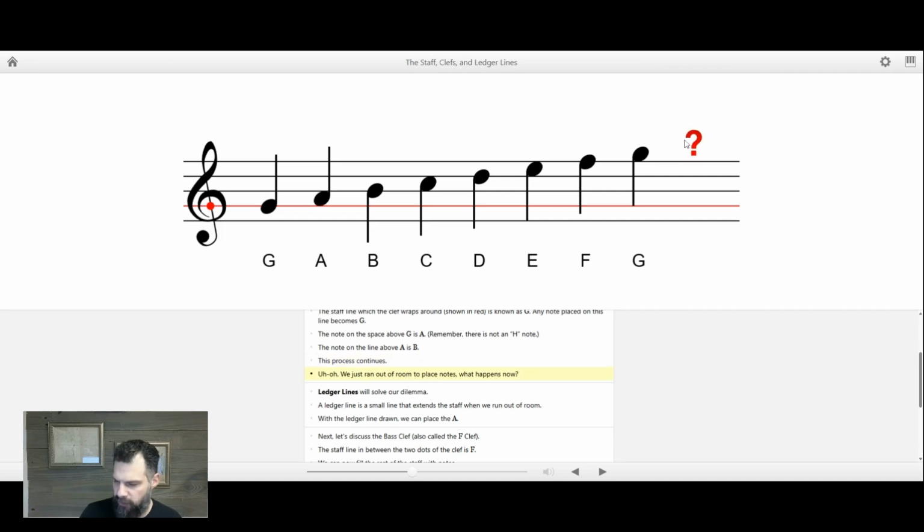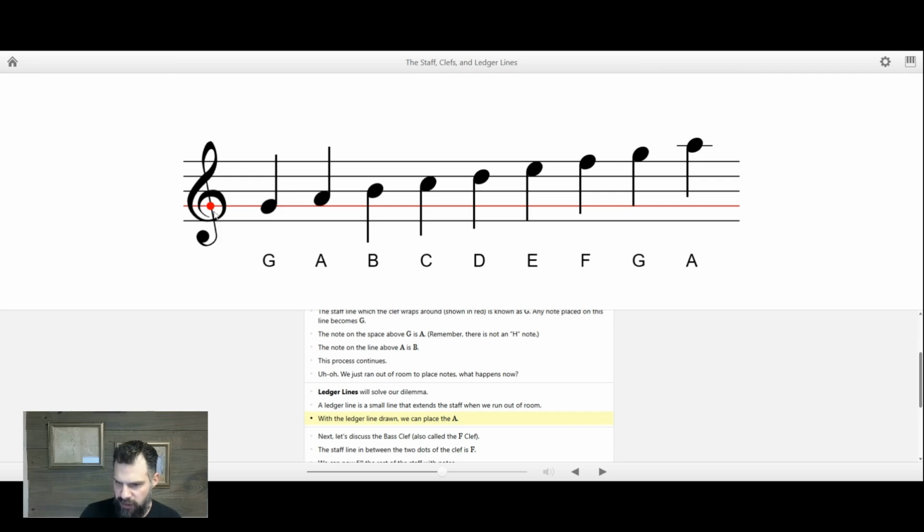So they ask the question, what happens when you run out of space? Well, you have what's called ledger lines, and you can keep adding notes above them. So you basically just add a line, and then that becomes an A. And then the note above that would be a line underneath it, and that would be a B.